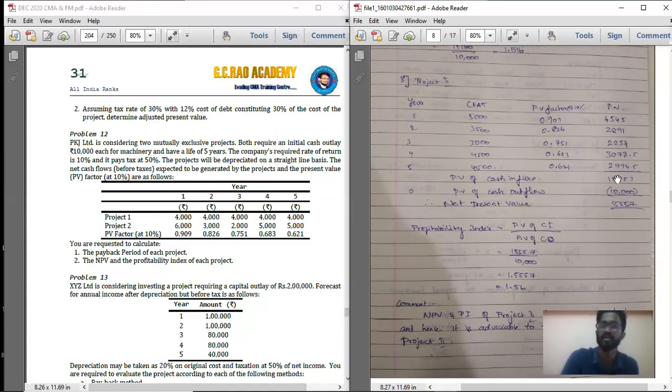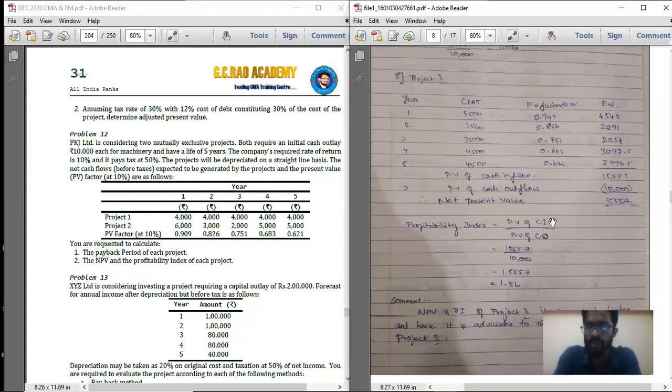How much is the present value of cash inflow? 15,557 divided by 10,000. You are getting 1.5557, which is nothing but 1.56. So profitability index is 1.56.